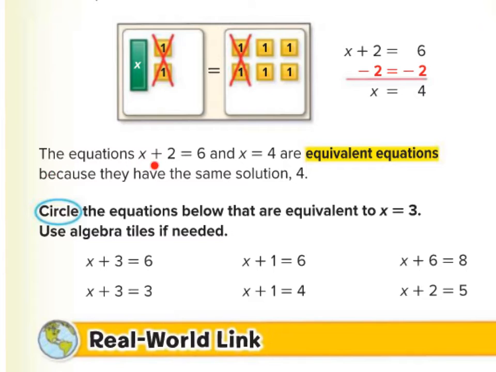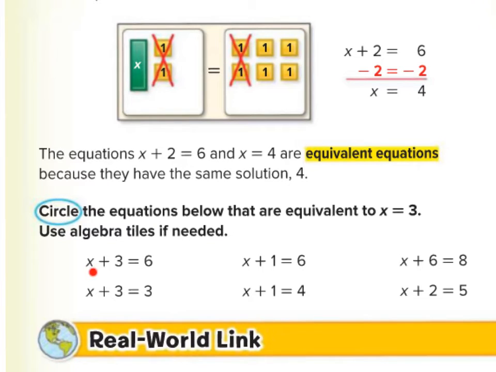The equations x plus 2 equals 6 and x equals 4 are equivalent equations, because they have the same solution, 4. Okay, both sides are 4. X is 4. Circle the equations below that are equivalent to x equals 3. So x is 3. Use algebraic tiles if needed. These are called algebraic tiles or algebra tiles.